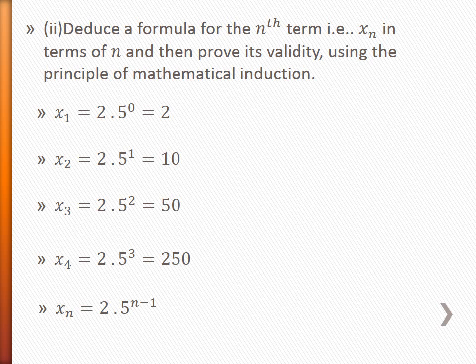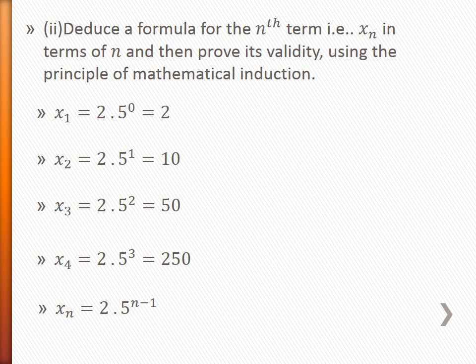The next slide displays part 2 of the question, which is to deduce a formula for the nth term, i.e. xn in terms of n, and then prove its validity using the principle of mathematical induction. As we know, x1 is equal to 2, therefore we let the original formula equal 2. As anything to the power of 0 is 1, 5 to the power of 0 must also equal 1. So 2 multiplied by 5 to the power of 0 must equal 2.